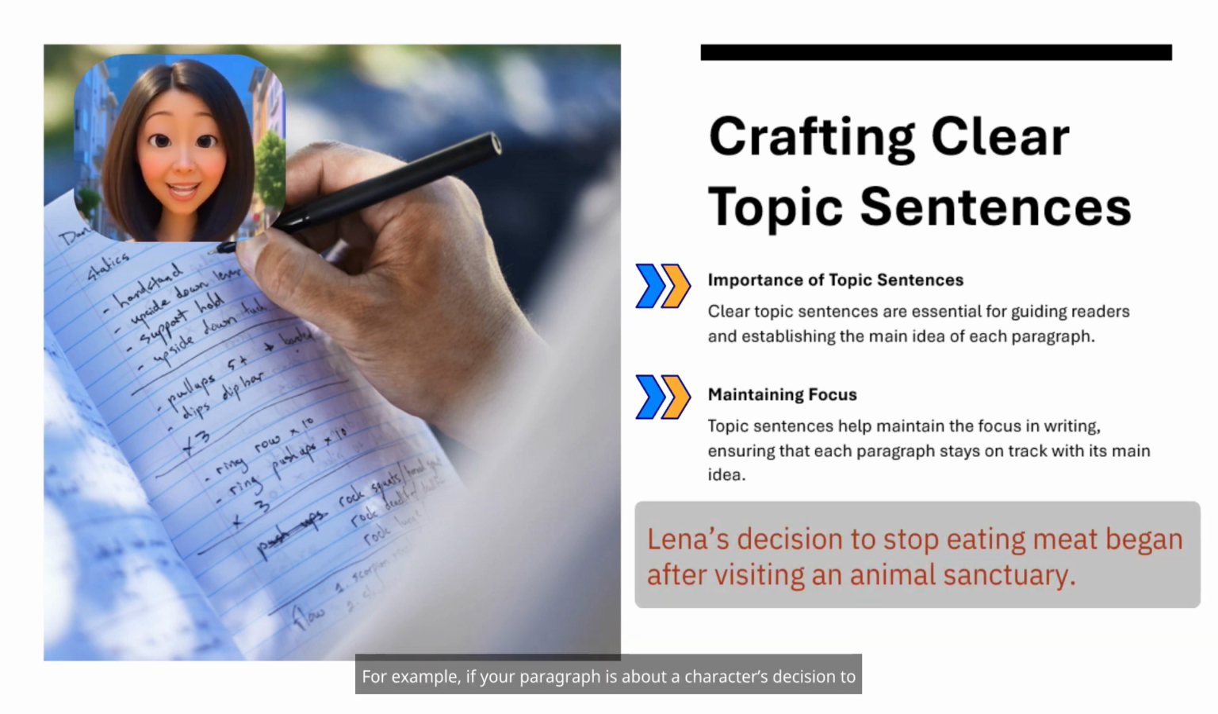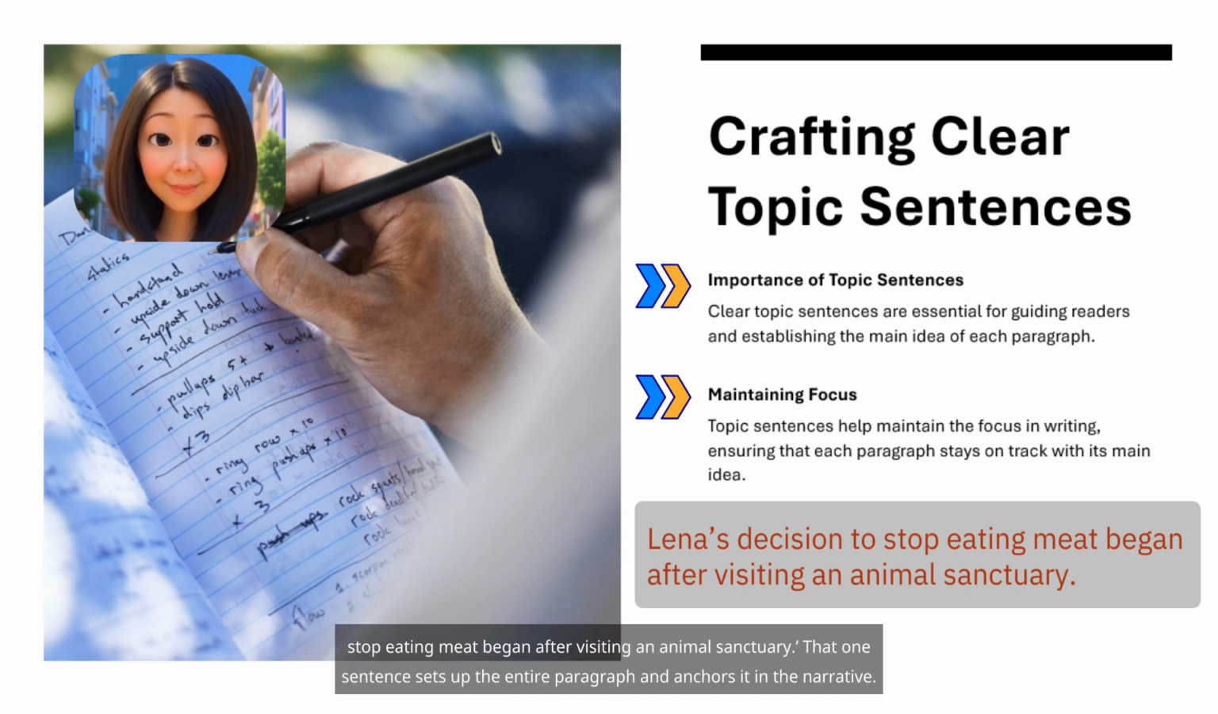For example, if your paragraph is about a character's decision to stop eating meat, your topic sentence might be, "Lena's decision to stop eating meat began after visiting an animal sanctuary." That one sentence sets up the entire paragraph and anchors it in the narrative.